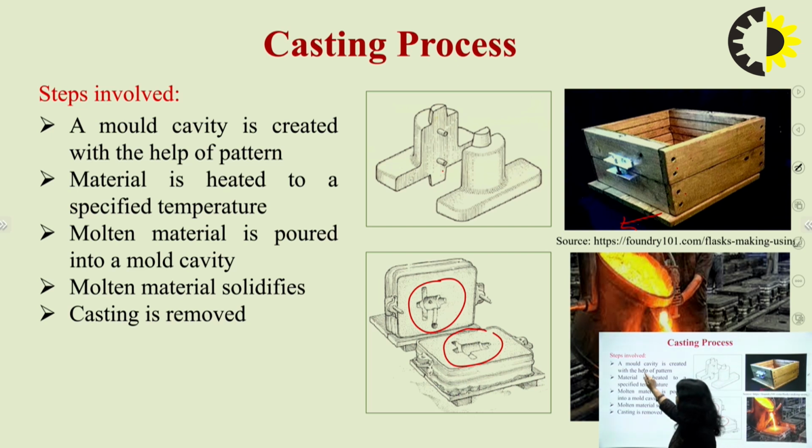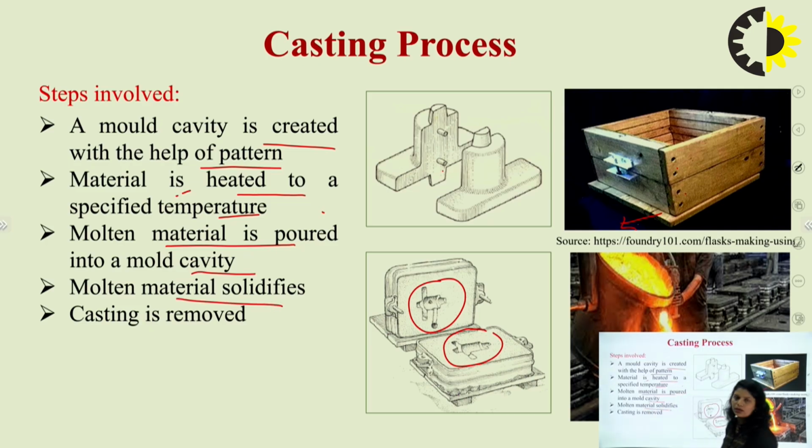Here we can see the mold cavity will be created first with the help of the pattern. The material will be heated to the specified temperature. Then this molten material will be poured into the mold cavity, the molten material solidifies and the casting is removed.